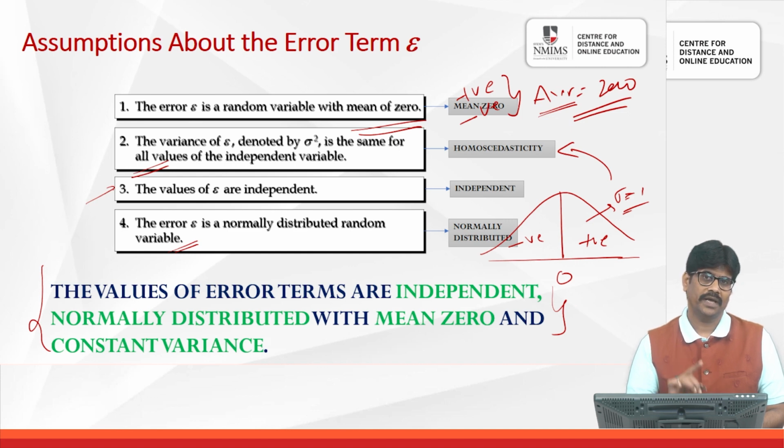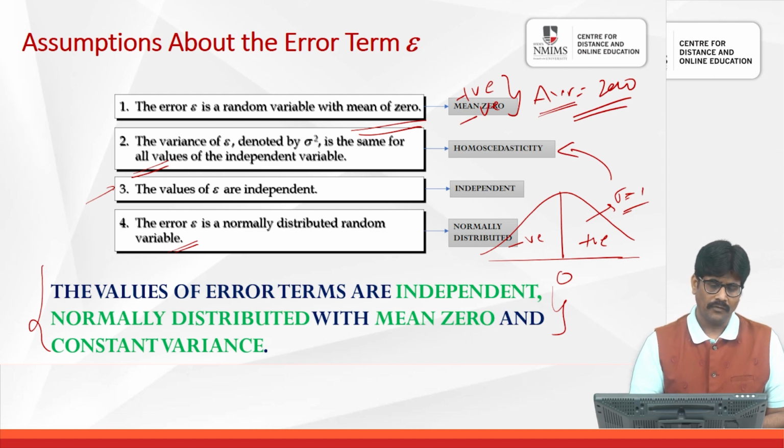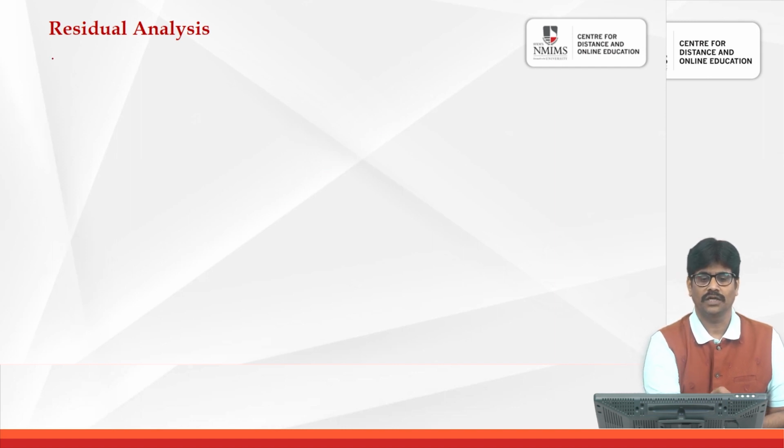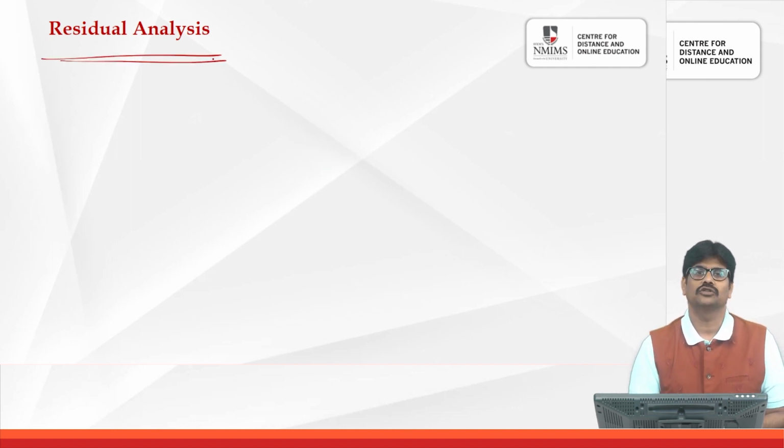Now, since we have taken an assumption and are building the regression model, after we run the regression model and get the estimated equation, it is imperative that we check whether the assumptions are violated or not. How do we check the assumptions? First, let us understand the difference between error and residual. We need to check the validity of the error assumption using something called residual analysis.